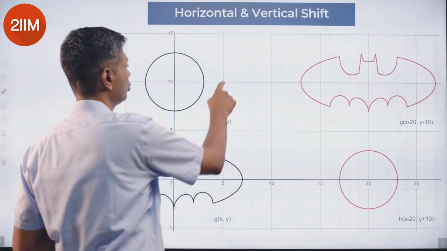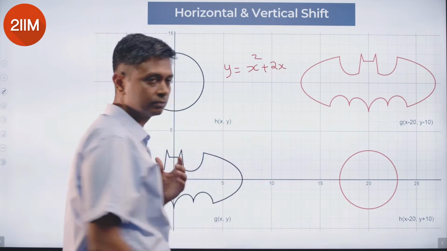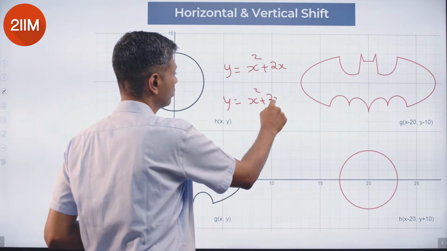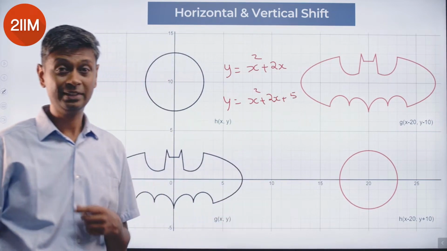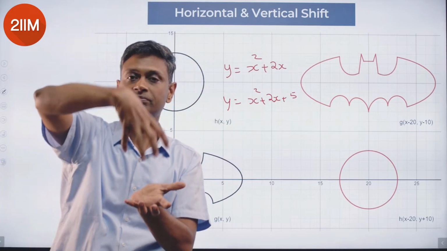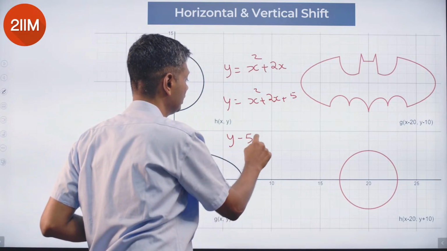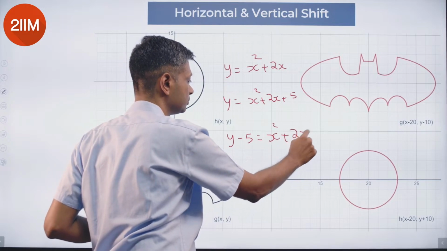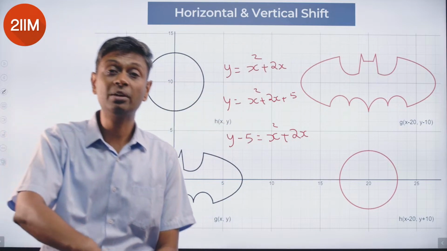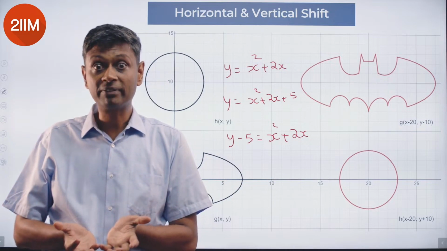Suppose we have y equal to x square plus 2x. I have y equal to x square plus 2x plus 5. That means I have this x square plus 2x, some shape, some curve, and I'm dragging it up by 5 units. Another way of thinking about it is, I can say y minus 5 equals x square plus 2x. I have a curve where y minus 5 is that thing, which means I'm taking it up by 5 units. If I replace y by y minus 5, I have to move the graph by 5 units upwards.